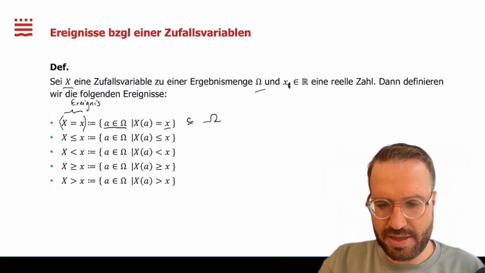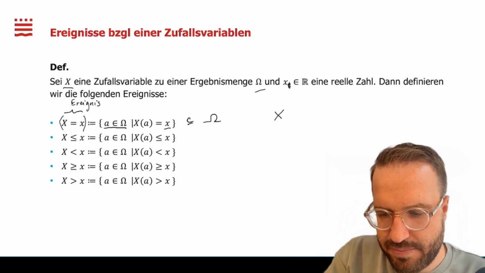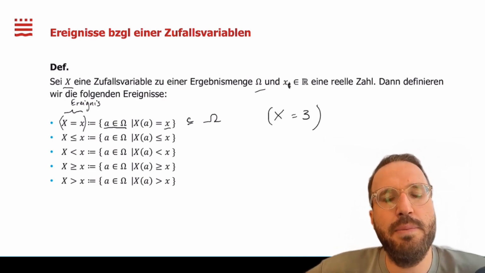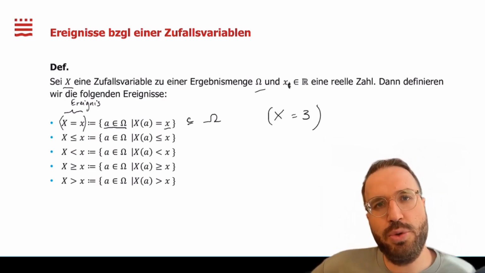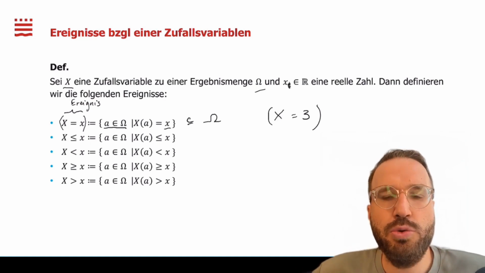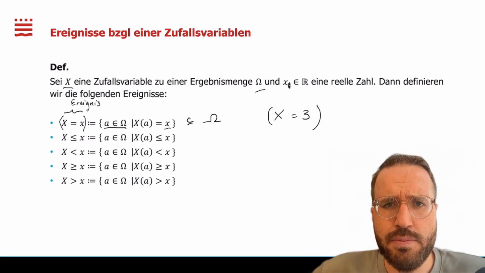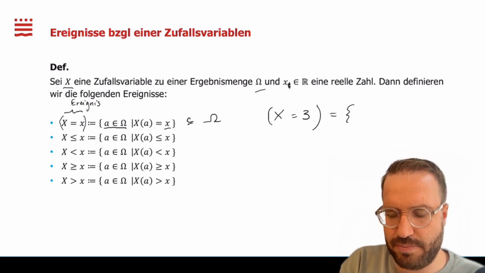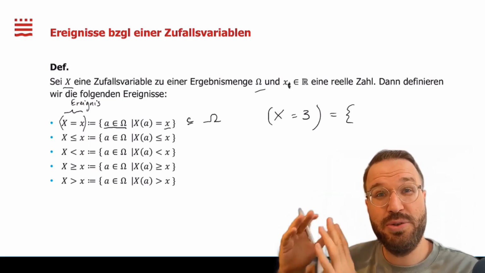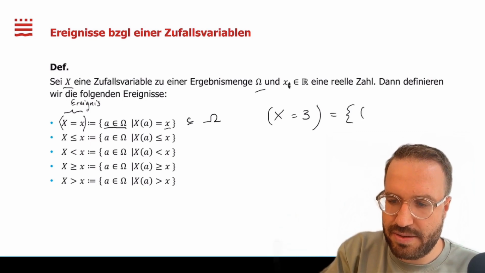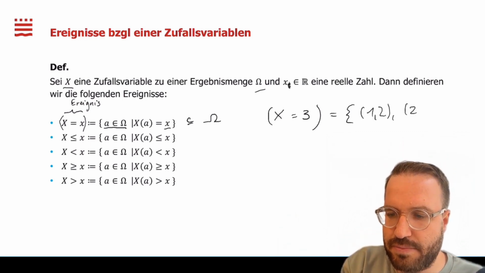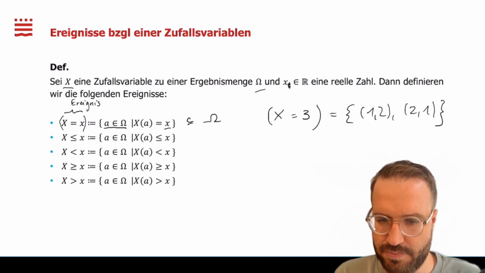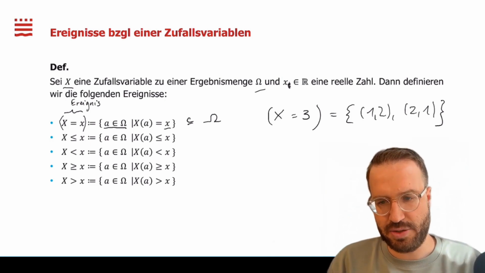So I will provide another example here. X is equal to 3. Let's take a look. And imagine that X is the sum of the double dice rolls. X is the sum of the double dice rolls. And the event we are now looking for is the set of all combinations of dice rolls that result in 3, and that would be (1, 2) and (2, 1). Because there are no other possibilities to get a 3. And so this is now the event X equals 3.